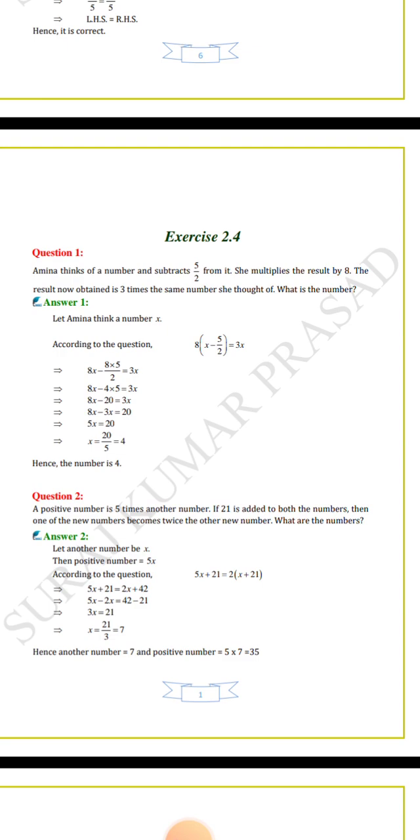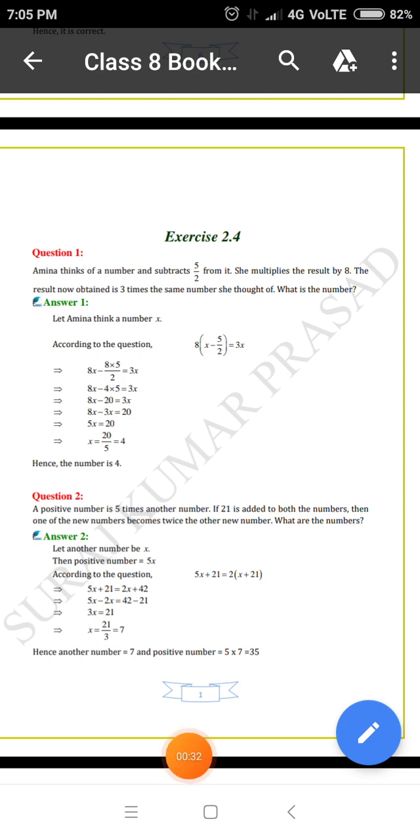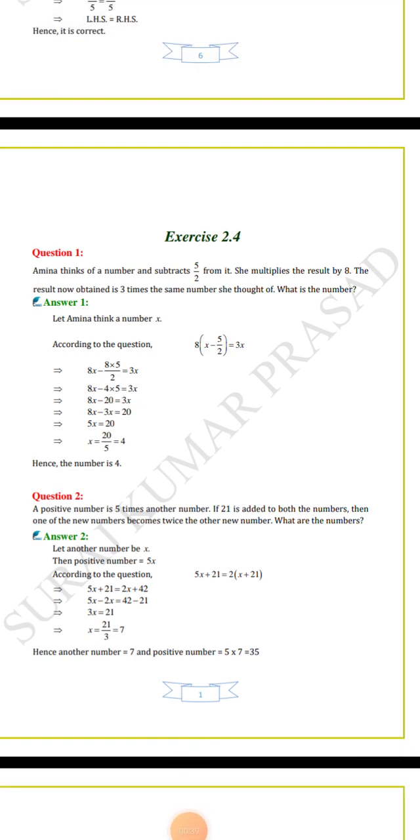Let's solve question number 1. Amina thinks of a number and subtracts 5 by 2 from it. She multiplies the result by 8. The result now obtained is 3 times the same number she thought of. What is the number?